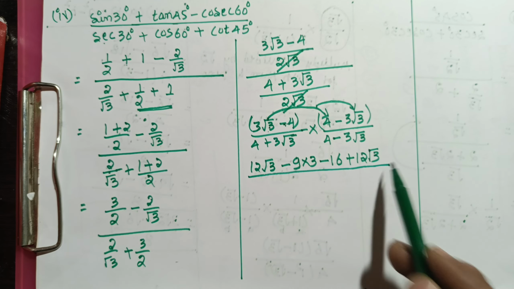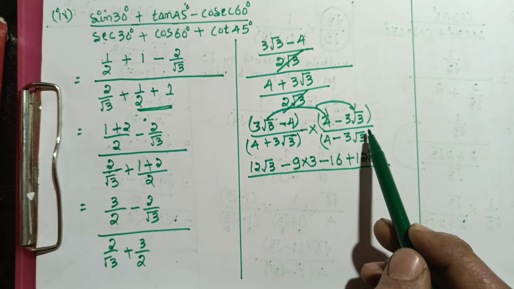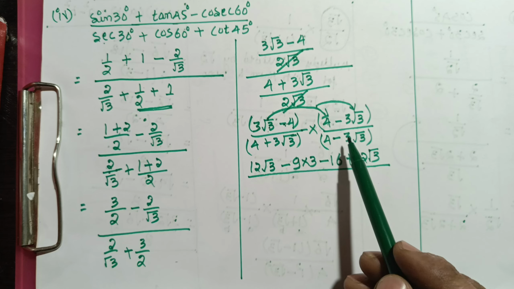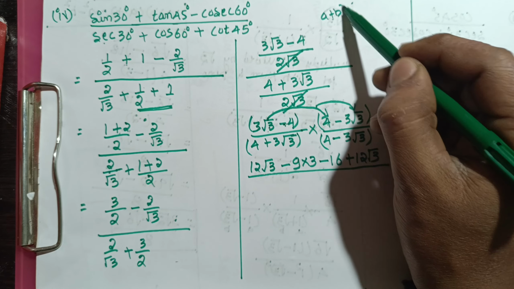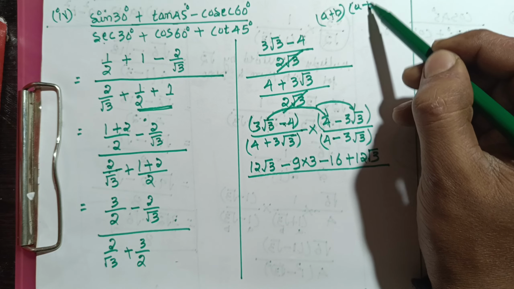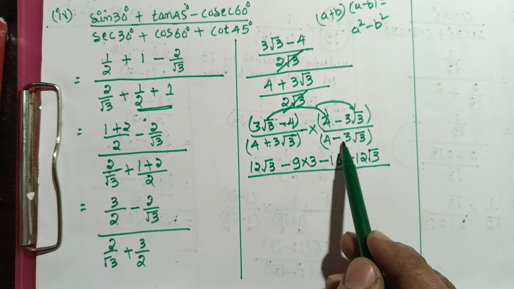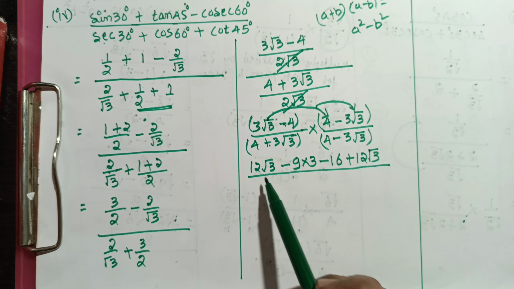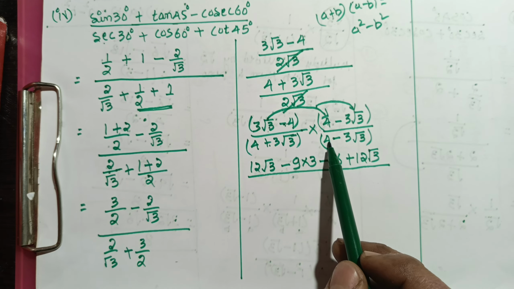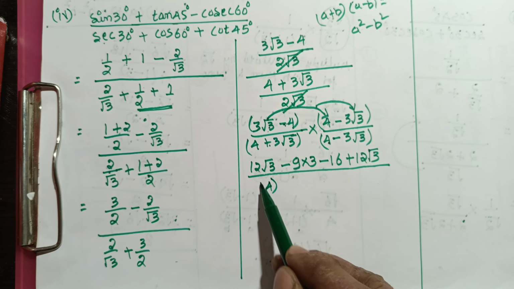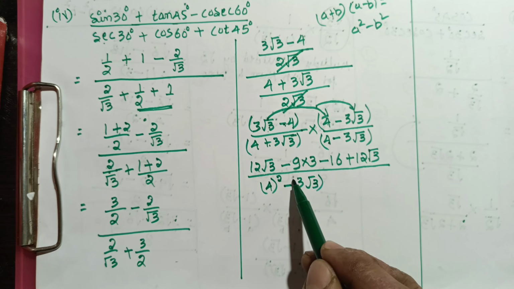Divided by, here we can apply a plus b into a minus b, which is equal to a square minus b square. So here it is a plus, here it is a minus. So now 4 square minus 3 root 3 whole square.